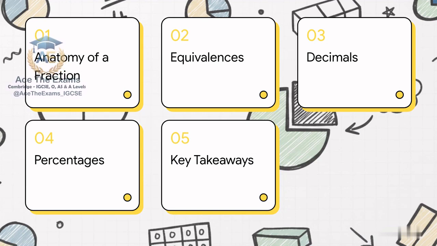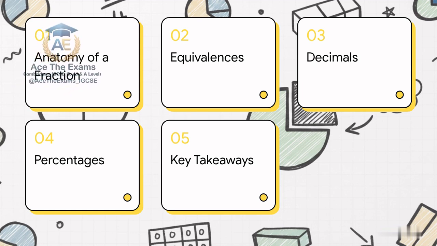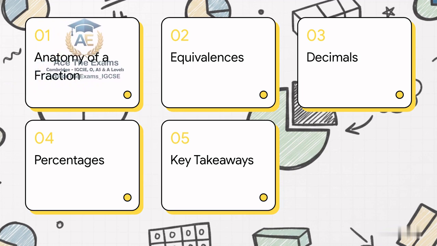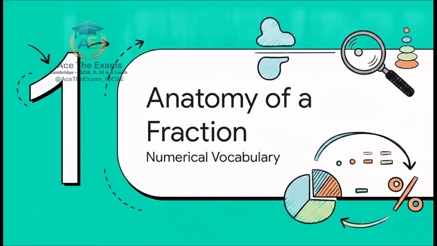First up, we'll break down the anatomy of a fraction. Second, we'll get into fractions of a quantity and equivalence. Third, we'll map all that onto decimals. Fourth, we'll unlock the power of percentages. And finally, we'll wrap it up with our key takeaways. Let's dive in. All right, Section 1, the anatomy of a fraction.